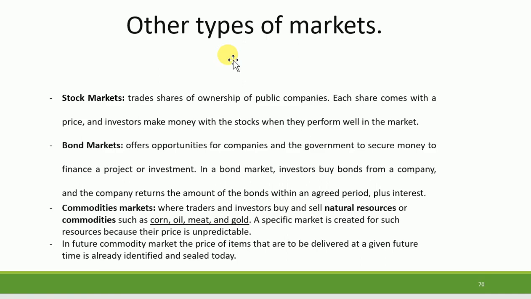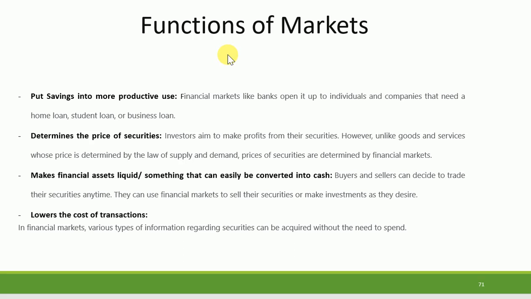We have the commodity market, which is different from stocks and bonds, because here natural resources, including oil, meat, gold, and corn, are sold in the commodity market, right? And in order to have control over the prices of the commodities, usually they do it on futures, in order to secure their commodities in the future.